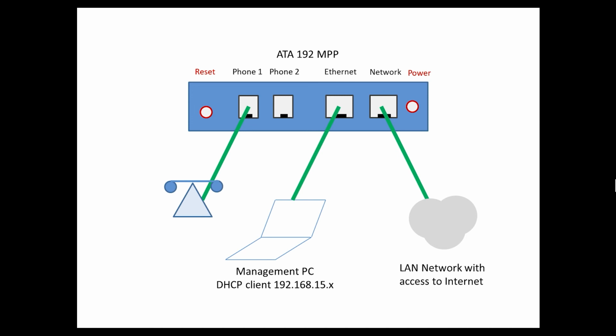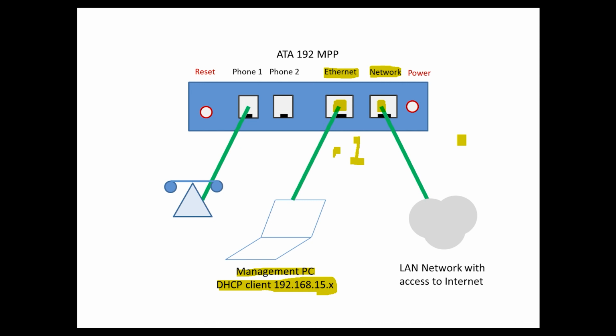On the ATA-192 MPP, the network topology, as far as how the unit behaves, is a little bit different than the ATA-191. So with the ATA-192, you want to plug in the management PC into a port that's labeled as Ethernet. So it's basically on the right-hand side, this middle port right here. And once you plug in the computer there, it's going to get a DHCP address of 192.168.15.x. And then to web into the actual ATA-192, you would type in 192.168.15.1. And then for the internet access, you would plug in your network connection from your switch to the network port of the ATA-192. So that's really kind of the difference.